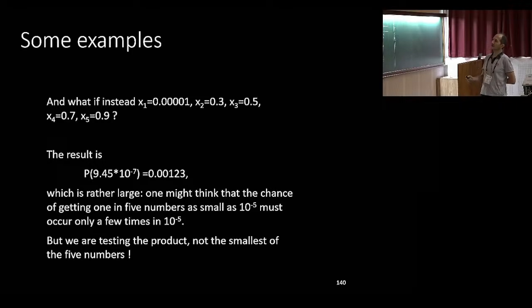And if instead you take one of them being very, very small, but the others uniformly distributed, the result is small, but not so small as the smallest of the five. So this accounts for the fact that only one of them is small, and it didn't say which one beforehand.